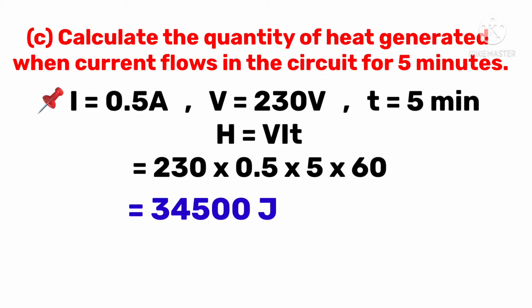C. Calculate the quantity of heat generated when current flows in the circuit for 5 minutes. Here, I equal to 0.5 ampere, V equal to 230 volt, T equal to 5 minute. We know that H equal to VIT, so it will become 230 into 0.5 into 5 into 60, which is equal to 34,500 Joule. Joule is the unit of energy.